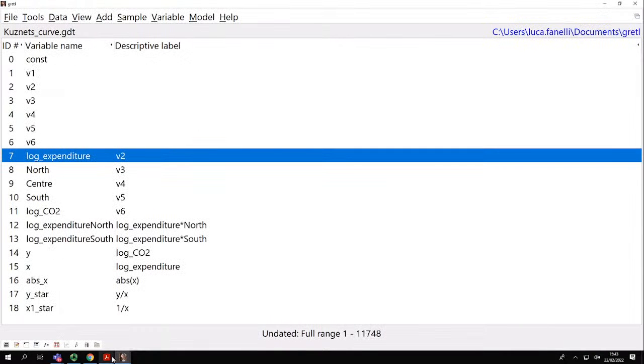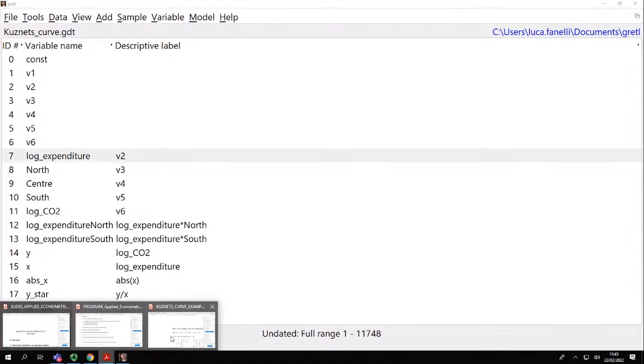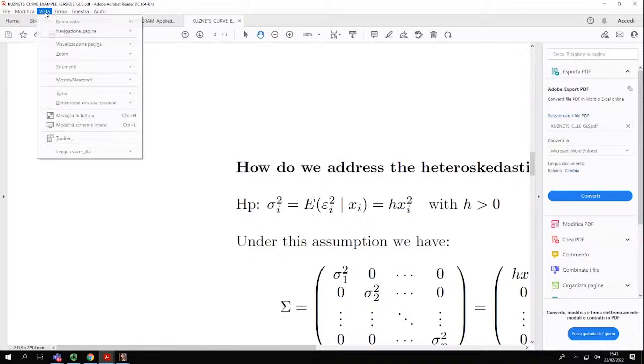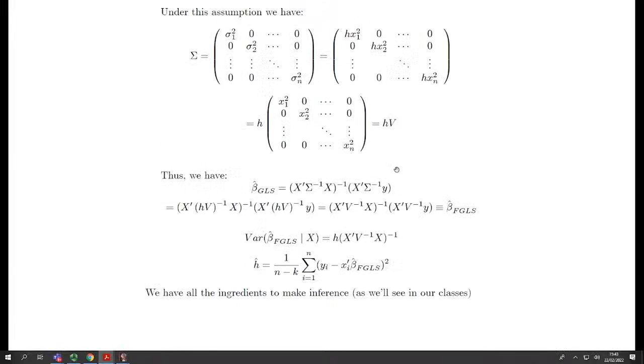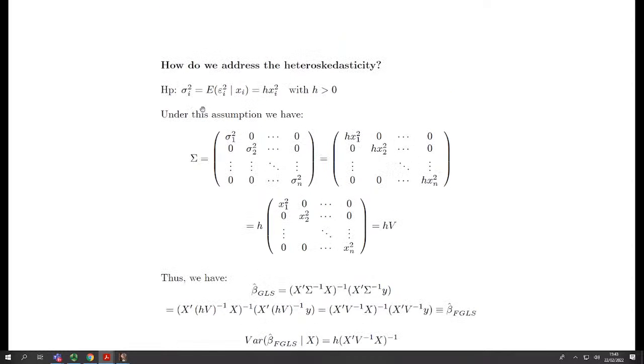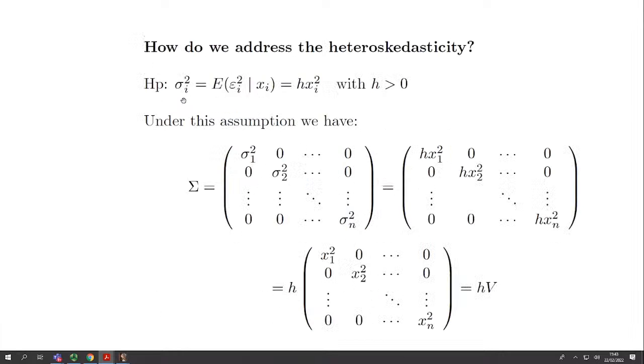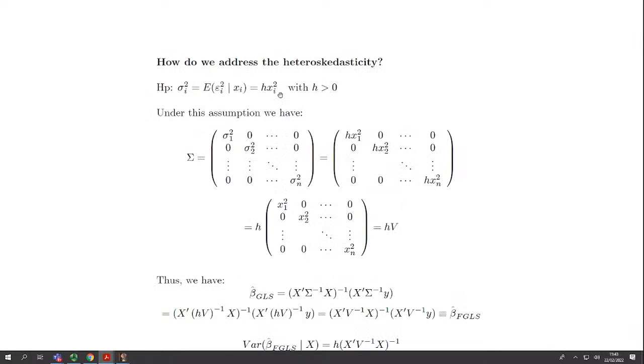But let me be as general as possible. So I come back full screen again. So my assumption is that the variability, the variance, is explained by what? By the square.